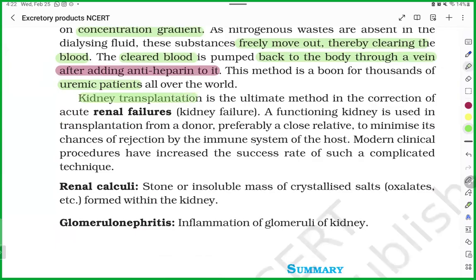Kidney transplantation is one option if we cannot correct the renal failure. A functional kidney will be transplanted from the donor, mostly from a close relative. Why? Because there are minimum chances of rejection by the immune system of the host, and this is also beneficial. It has a lot of success, and it corrects the kidney failure.